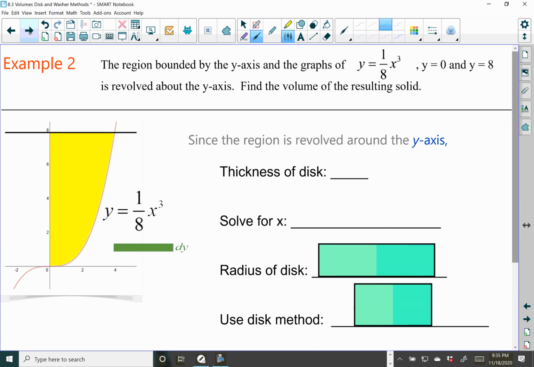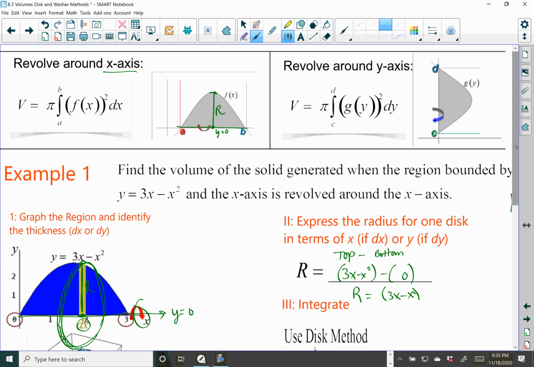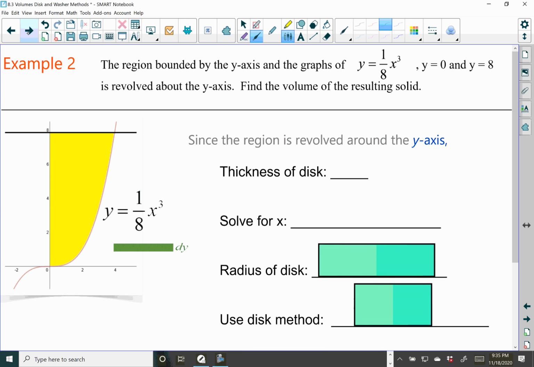Example number 2 is one. Ooh, I want to make sure I didn't have anything sitting below there. Nope, we're good. All right, example number 2. The region bounded by the y-axis and the graph y equals 1/8 x cubed, y equals 0, and y equals 8. So I've got a y equals 8, and x equals 0, and then we've got our cubic function, is revolved about the y-axis, so we're spinning around the y-axis, aren't we? Find the volume of the resulting solid.